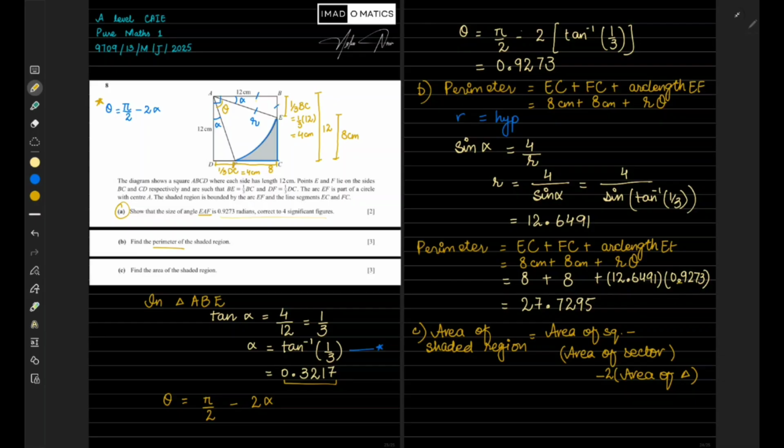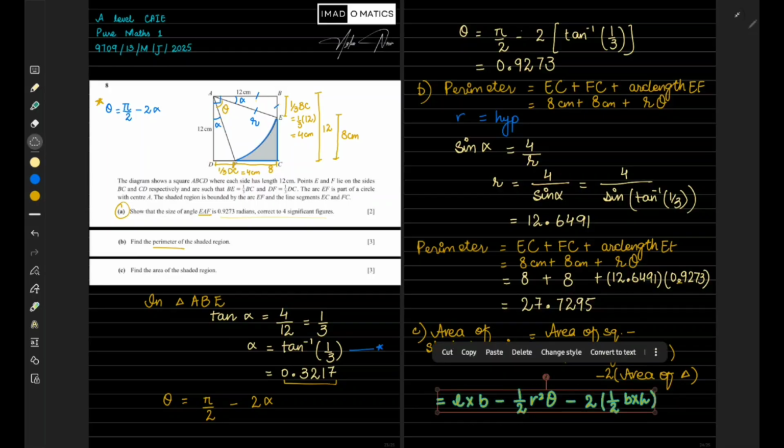So we know area of square would be simply length times breadth, or L square because it's a square, minus area of sector. What is the formula for area of sector? Half r square theta, and 2 times area of triangle. So 2 times area of triangle is half base times height. So let's take this and substitute the values. I'm taking this expression on the next page.